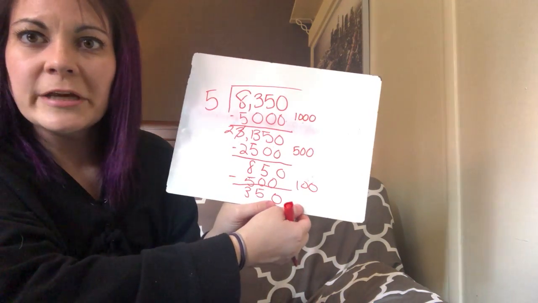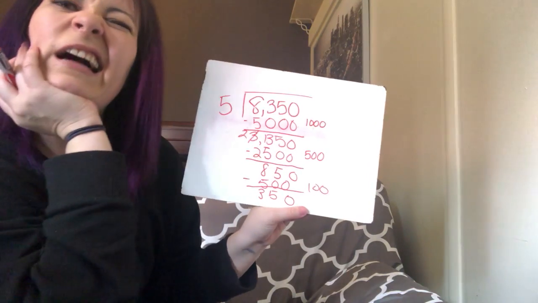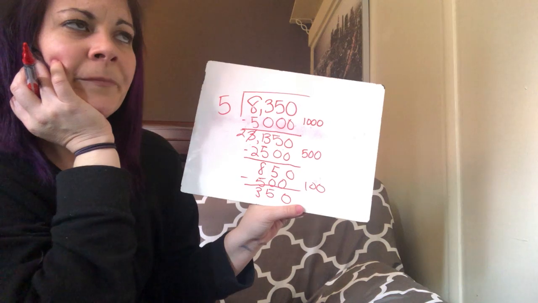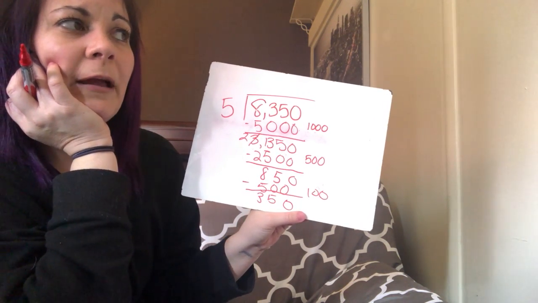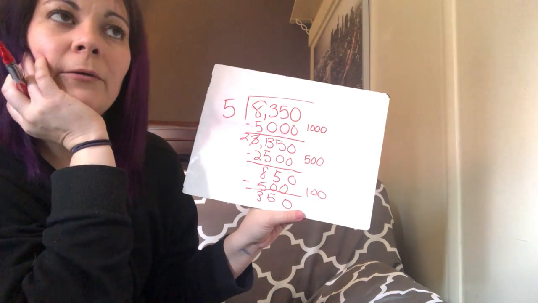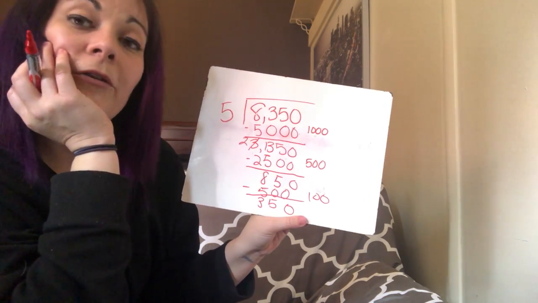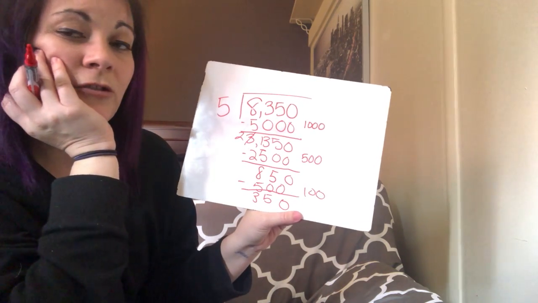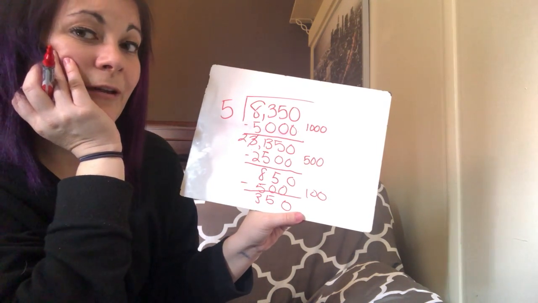Well, I can't do 100 times still. But I could do 10. 5 times 10 is 50. But just subtracting 50 from 350 will still give me 300. So let's multiply it by 40. What's 5 times 40? That's 200. Ooh, let's keep going. 5 times 50 is 250. 5 times 60 is 300. 5 times 70 is 350.